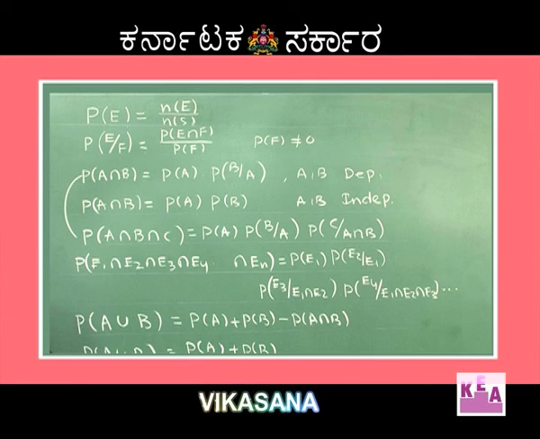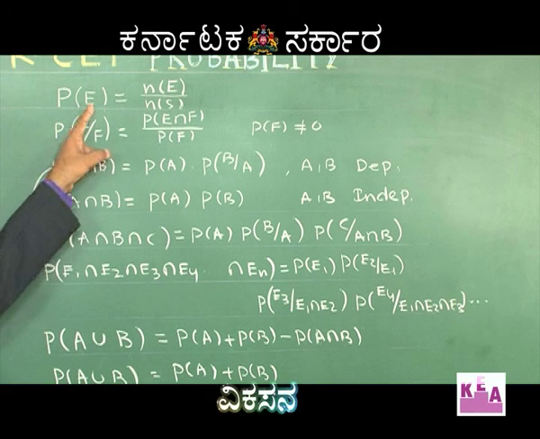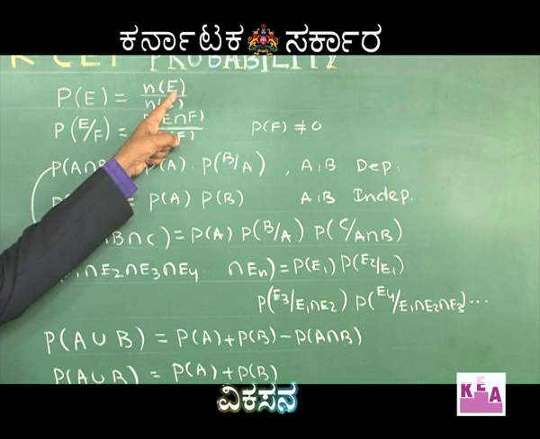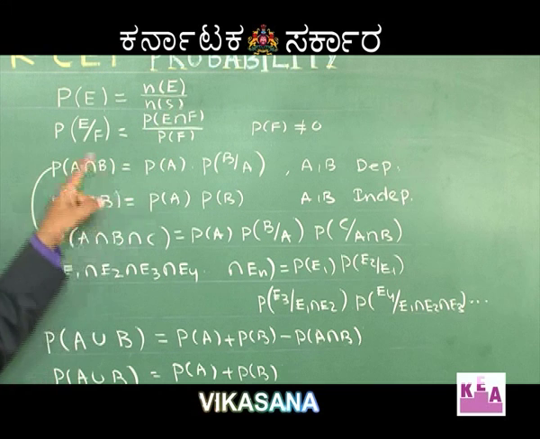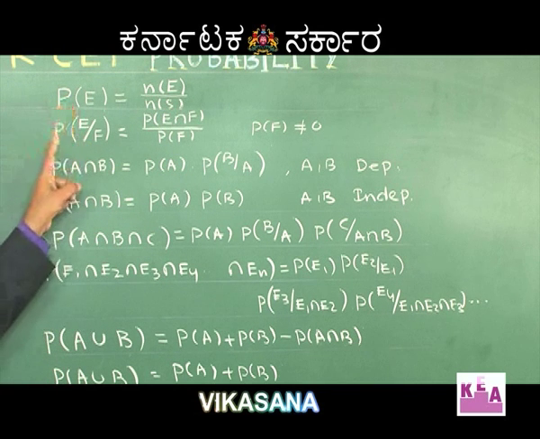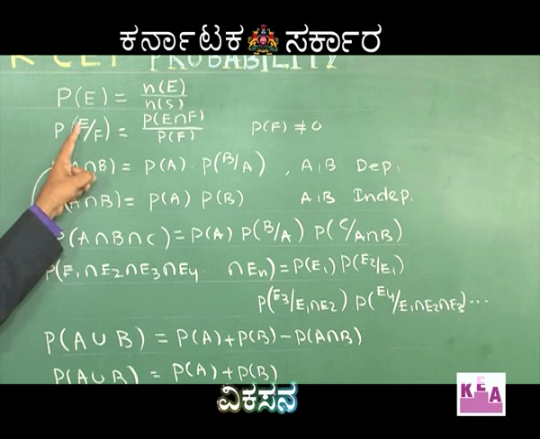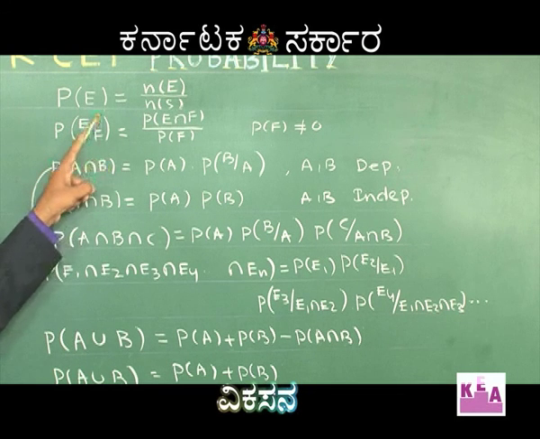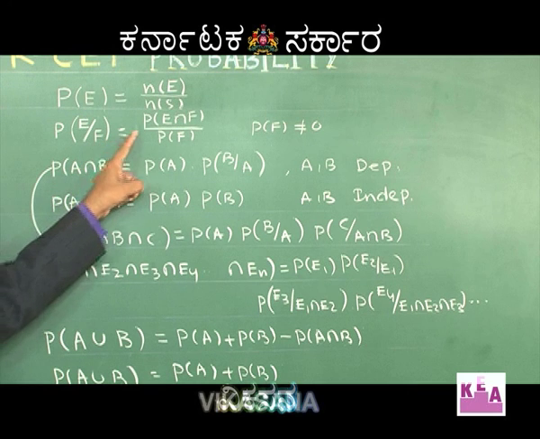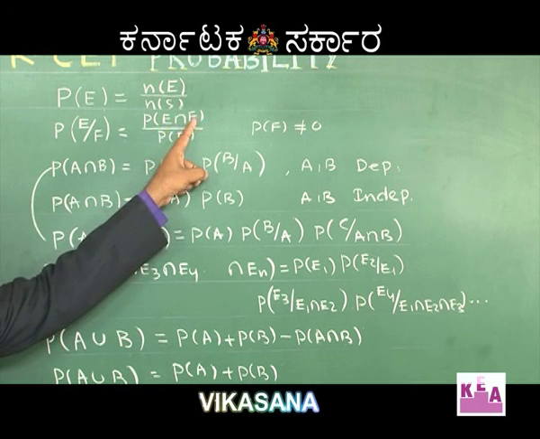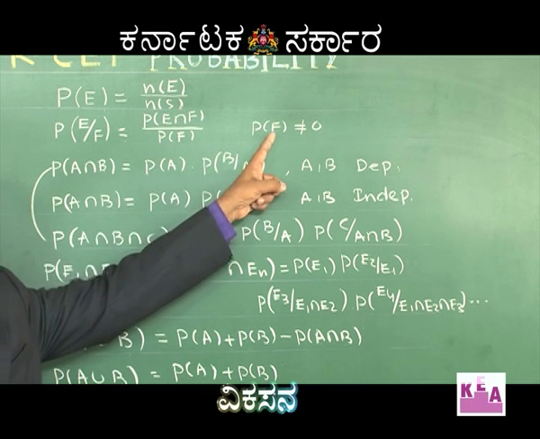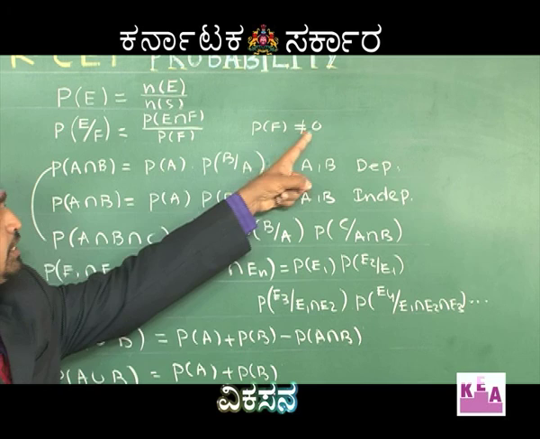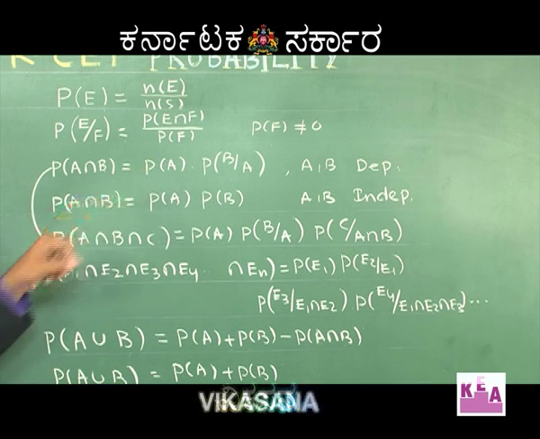This is the classical definition of probability. Probability of any certain event is the number of favorable cases by the total number of cases in the experiment. This is a conditional event. Probability of E happening after happening of F is probability of E intersection F divided by probability of F. This denominator probability of F does not equal 0, a non-zero value.